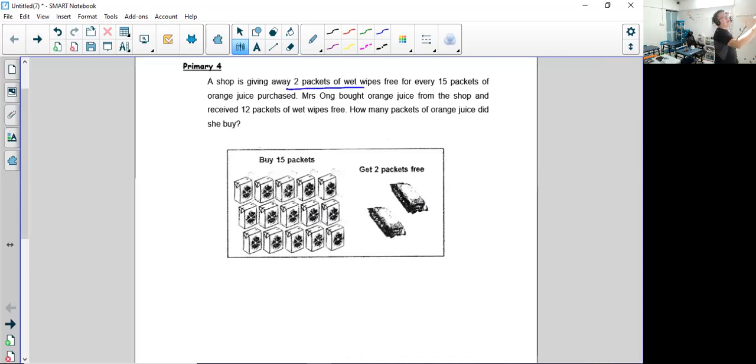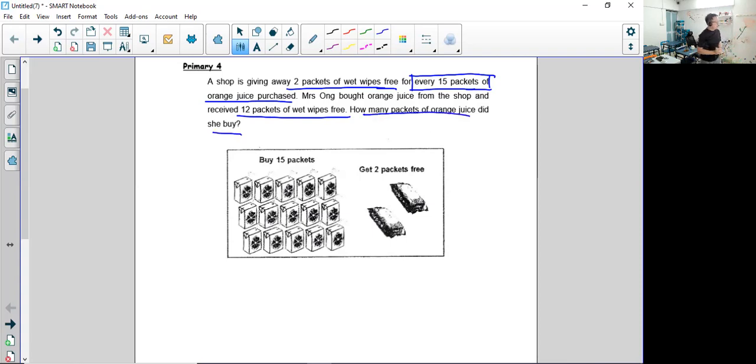A shop is giving away 2 packets of wet wipes free for every 15 packets. So there is a clue here that we can consider when we want to think about whether we can use this method. The clue is every 15 packets of orange juice. That's a clue. One group is 15 packets. The shop is giving away 2 free packets of wet wipes for every 15 packets of orange juice purchased. Mrs. Ong bought orange juice from the shop, and she received 12 packets of wet wipes free. So you will need to find how many groups there are in these 12 packets of wet wipes. How many packets of orange juice did she buy?